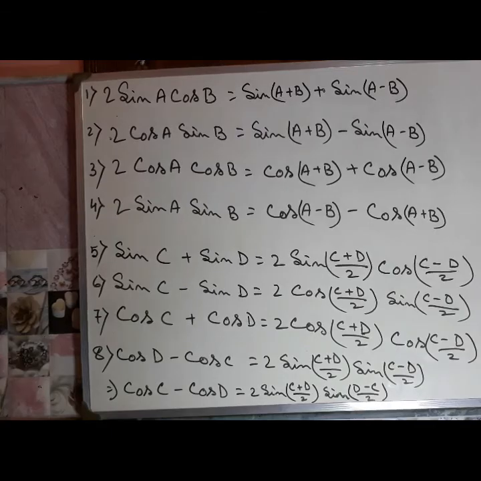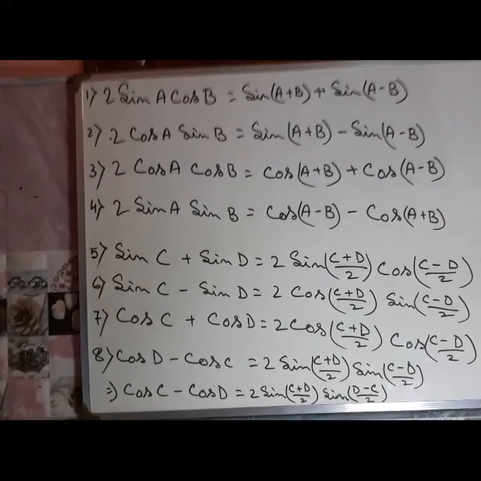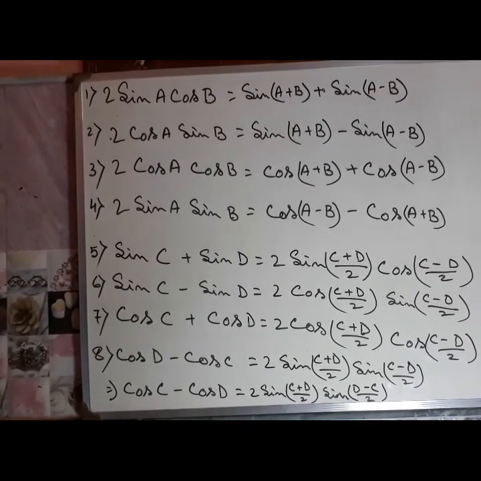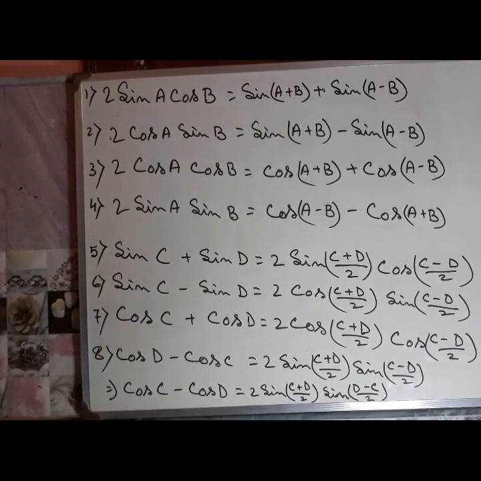So what are the 8 formulas we learned? Again I am telling: the first one, 2 sin A cos B is sin(A+B) plus sin(A-B). The second one, 2 cos A sin B is sin(A+B) minus sin(A-B). 2 cos A cos B is cos(A+B) plus cos(A-B). 2 sin A sin B is cos(A-B) minus cos(A+B).